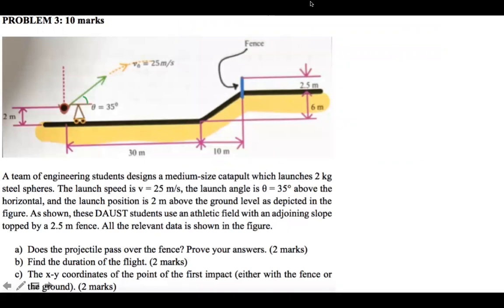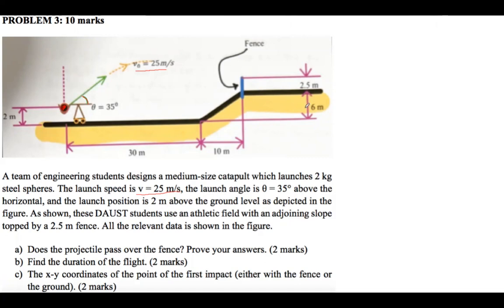Now let's go to the last problem. We have a team of engineering students at DAUST who design a medium-sized catapult. I give you the mass of the steel sphere. Of course, here we are looking at kinematics, so it will be mass independent. The launch speed is given. We have a projectile motion here, this object here, and I give you the launch speed, 25 meters per second, and the launch angle, projection angle, 35 degrees.